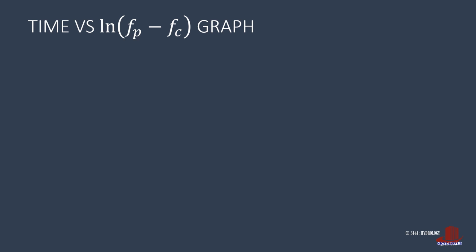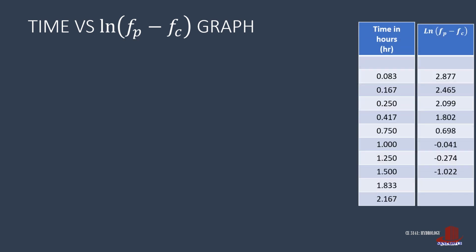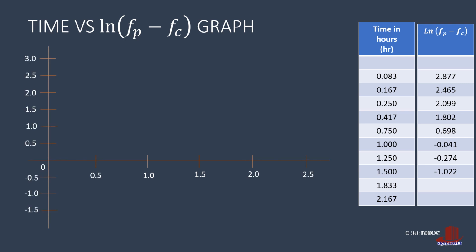Although not necessary in the solution, we still show the graph of time and ln of fp minus fc in order to note what best fit line we are to look for. By plotting the coordinates from the columns of time and the y-intercept, start with 0.083 and 2.877, then 0.167 and 2.465. Next is 0.25 and 2.099, moving to 0.417 and 1.802, with 0.75 and 0.698, then 1 and negative 0.041, also with 1.25 and negative 0.274, then 1.5 and negative 1.022.